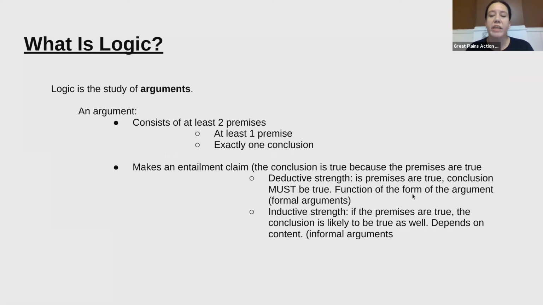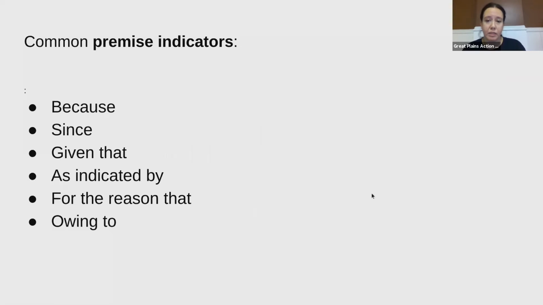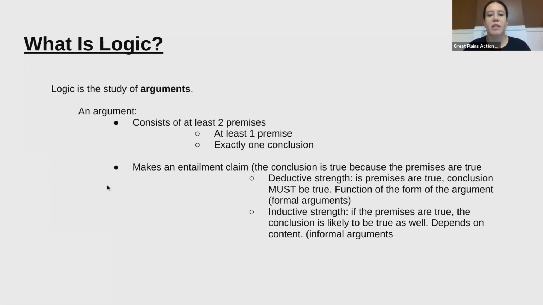And that strength is a function of the form of the argument. So when we talk about formal arguments, we're talking about arguments that make the inferential claim that if the premises are true, the conclusion has to be true, right? And so with those arguments, we talk in terms of validity and invalidity. A valid argument being one where it is the case that if the premises are true, the conclusion has to be true.